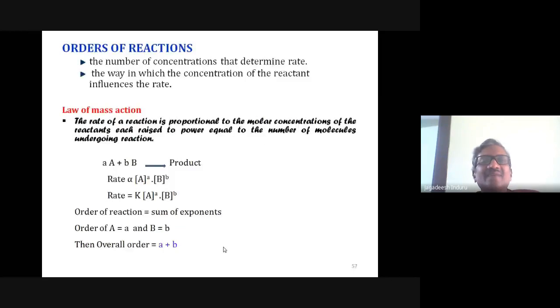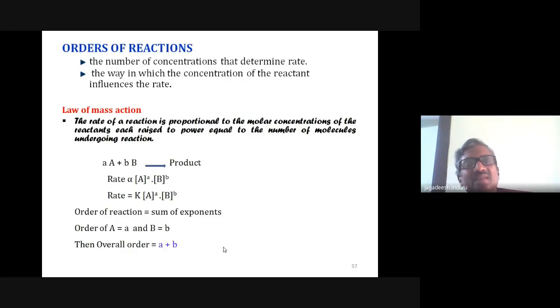The way in which the concentration of the reactant influences the rate, to what extent it decides the rate, how it decides the order, and the impact it gives, because apparently something is appearing but in the background something else is going on. That is what we are going to learn in order and rate. Rate is the pace or the speed at which it is moving. The order is how many reactants are involved in that particular reaction. So rate and order of reaction, don't get confused. This is the background.